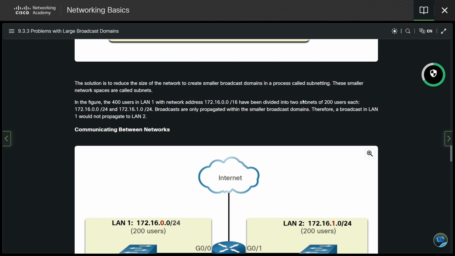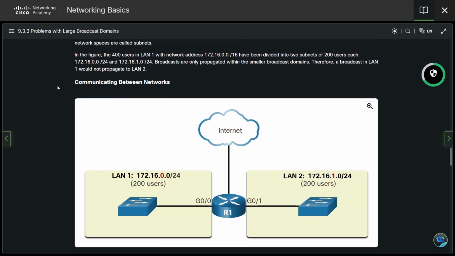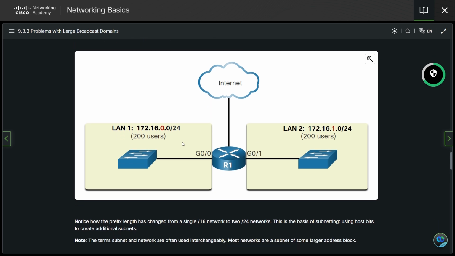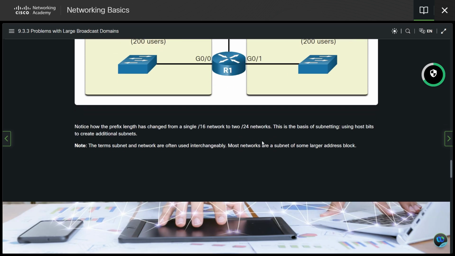Broadcasts are only propagated within the smaller broadcast domain. Therefore, a broadcast in LAN 1 will not propagate to LAN 2. Okay, in this case, the internet is connected to the router, and the router is connected in the port Gigabit 0/0 and the port Gigabit 0/1. This is one LAN and this is the other LAN, with 200 users and 200 users.